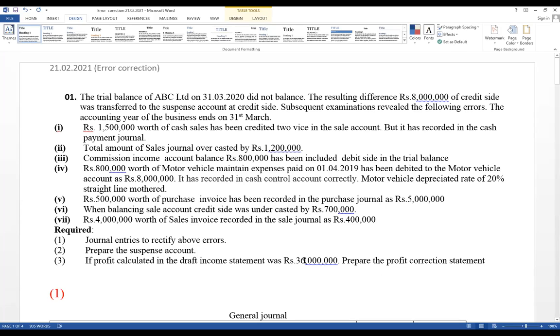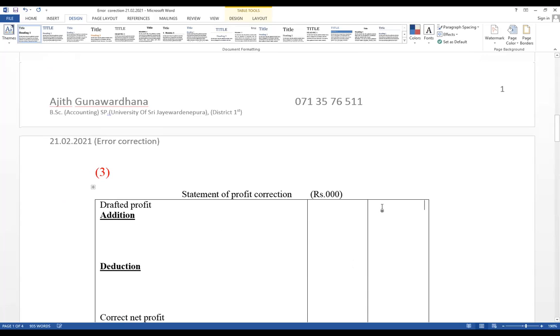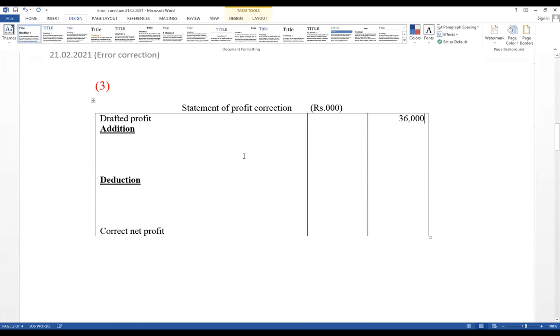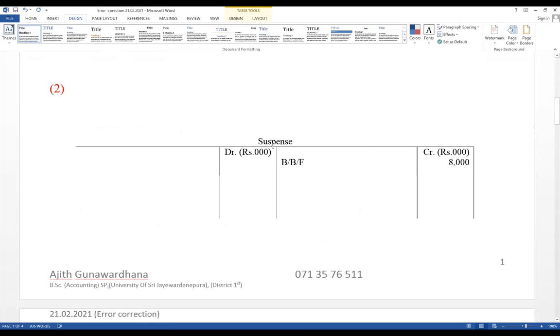Therefore, this one should be included from the beginning. Statement of profit correction: 36 million, values in 1000, 36,000 as the drafted profit. Right, take that value also. Drafted profit equals, second column, 36 million, values in 1000, 36,000. First one, you have to prepare the format like this. Profit only the calculated value, and the suspense account. It has given the credit side balance. What is the meaning? Trial balance credit side decreased by 8 million.